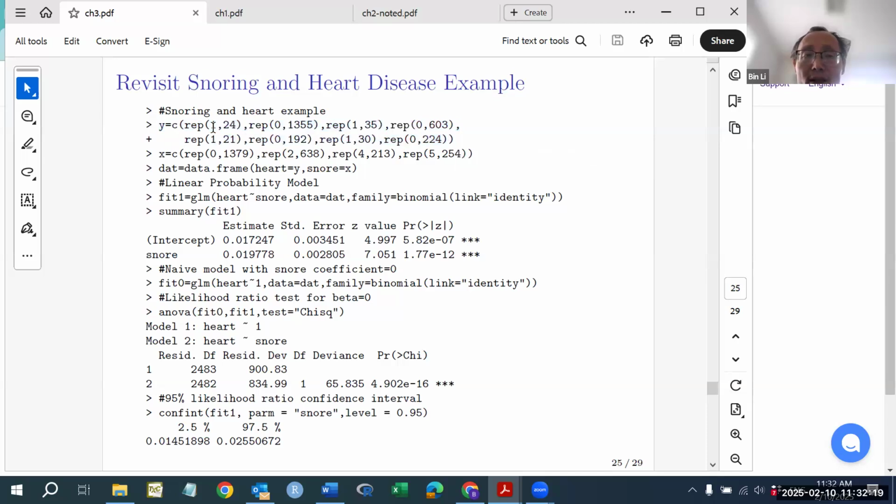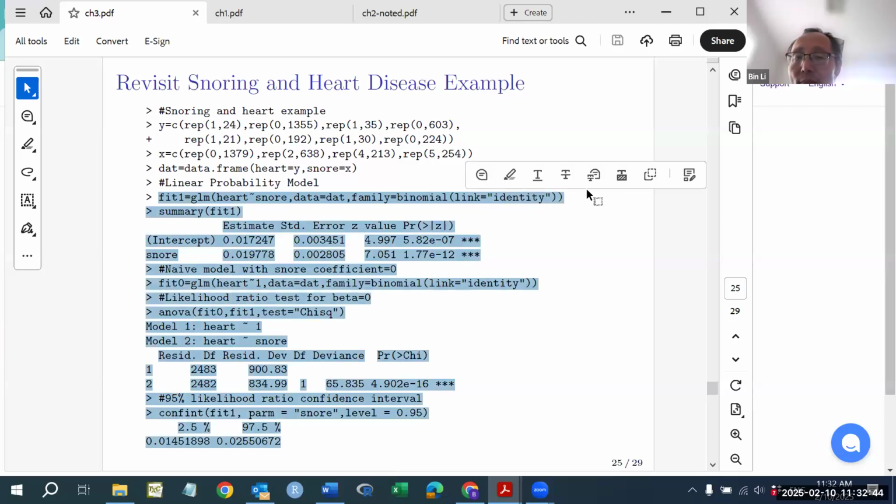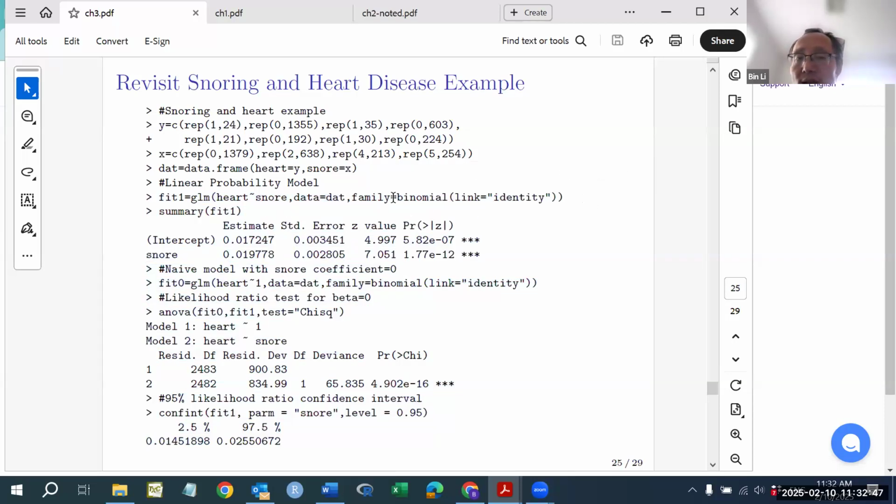That means 1 means heart disease, 0 means no heart disease, and X has 4 levels: 0, 2, 4, 5. These are the scores that I assigned based on the snoring conditions. Here we can model the probability through the identity link. So that's the linear probability model.